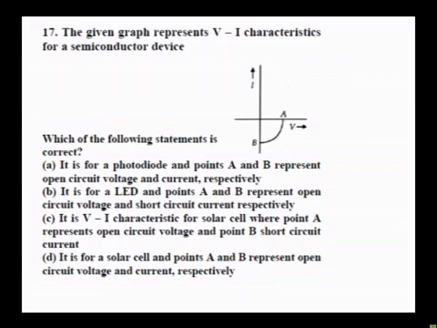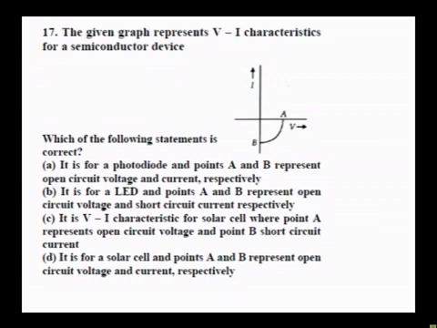The given graph represents VI characteristics for a semiconductor device. Students, we have already seen this kind of graph in the synopsis. Now in this, the fourth quadrant is made use of. Generally, when you supply voltage to a device, you will make use of either the first quadrant or the second one, and hence this device will act like a source of EMF, which will be a solar cell. So you can zero in on either C or D. So in which case, go through that.